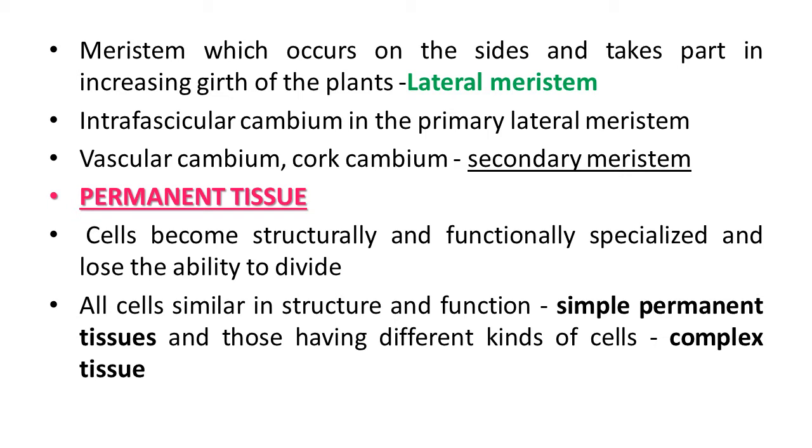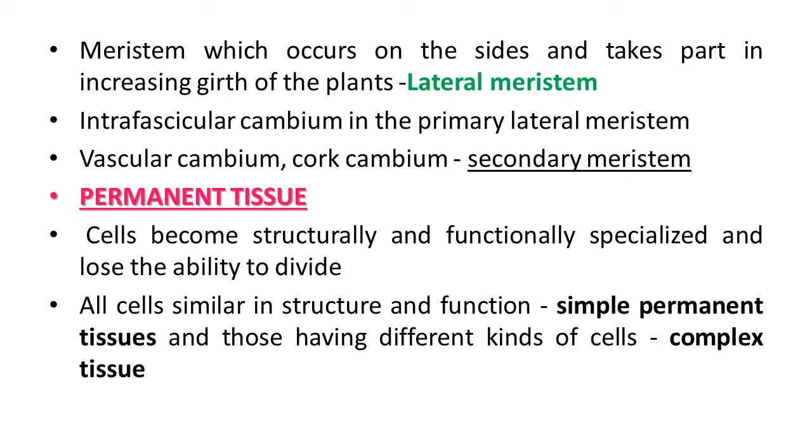Second type, permanent tissues. When the cells of a tissue become structurally and functionally specialized and lose their ability to divide, at that time it is known as permanent tissue. It means that these are actually mature cells or mature tissues. During the formation of the primary plant body, specific regions of the apical meristem produce dermal tissue, ground tissue and vascular tissues.